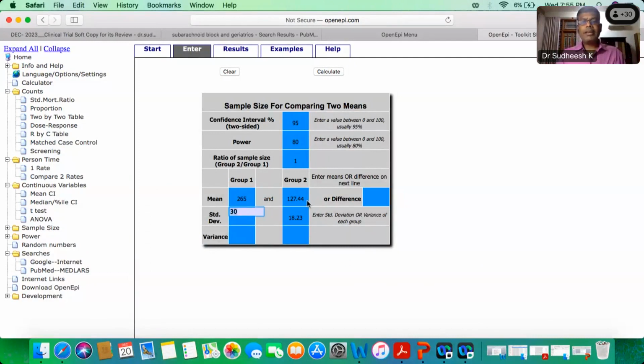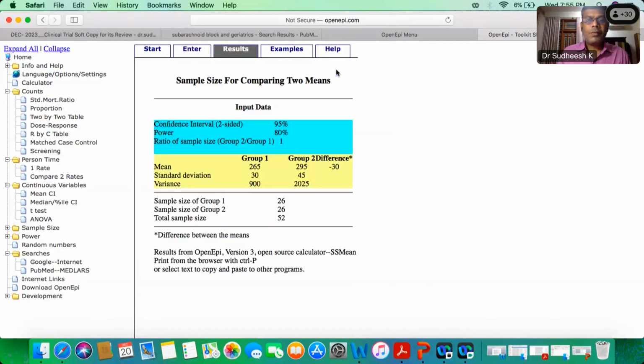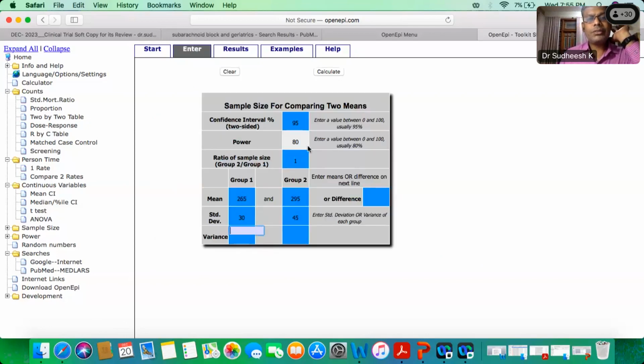And here my anticipated duration of analgesia with dexamethasone is going to be 295 minutes, and I enter the variance from the previous study, that is 45 minutes. I give calculate. See, you got the sample size of 26 in each group. This is as simple as this. See, if you notice, all this is so simple because I knew what exactly I have to enter in the data. Now I need to show certain things.